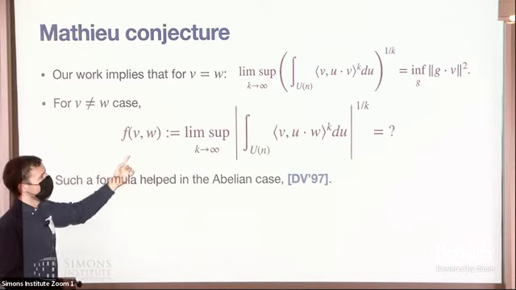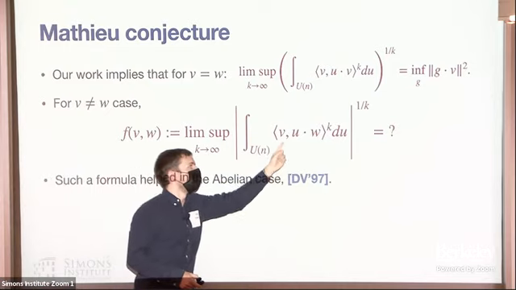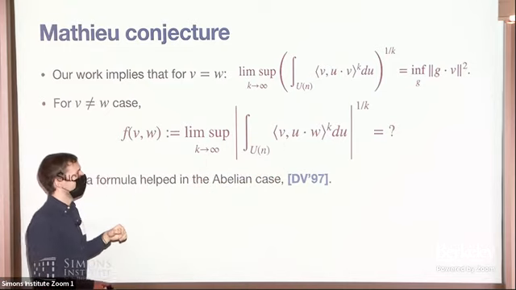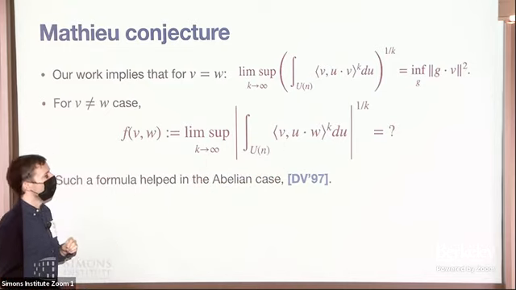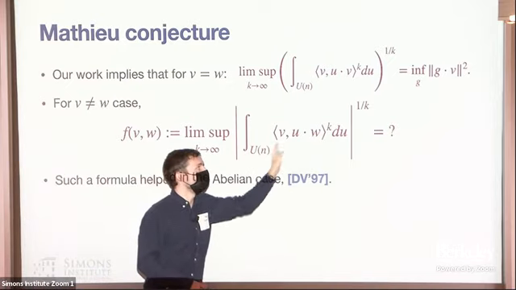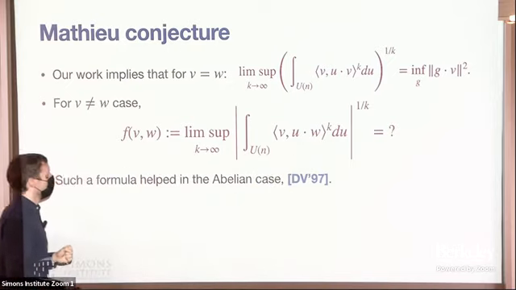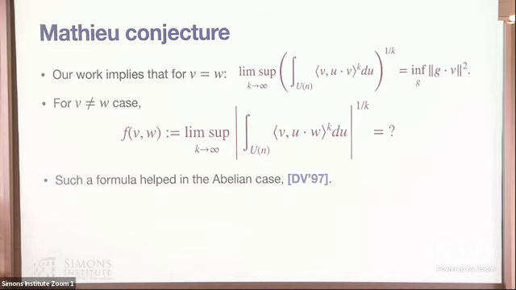But if you plug in two different vectors, our proof breaks down, and I don't know what this is. And this is the quantity that they care about in the Mathieu conjecture. So I wonder, is there a way to characterize this quantity? Maybe it's like what the gentleman over there mentioned, that it has to do with the differences between invariants or something like that. And in the abelian case, the Mathieu conjecture has been proved, and they used a formula a lot like this.